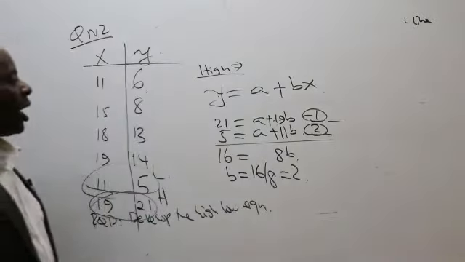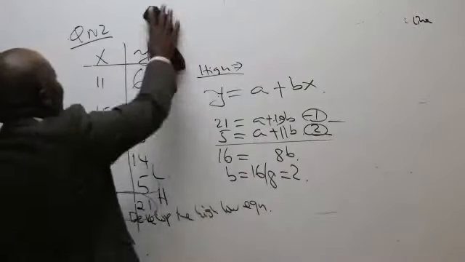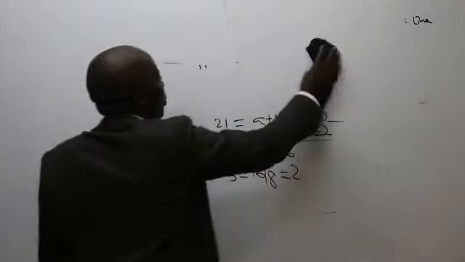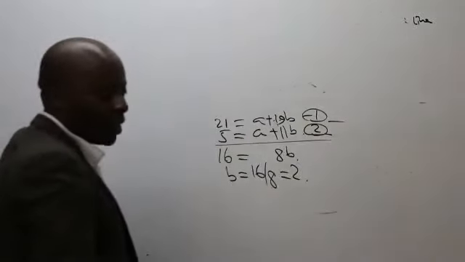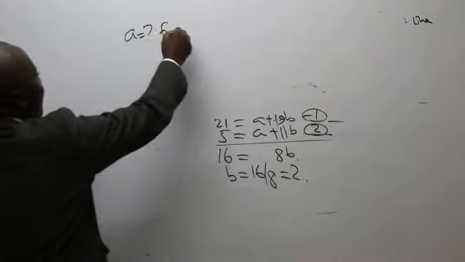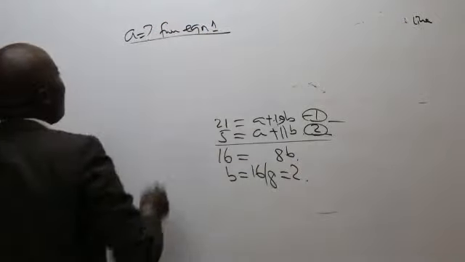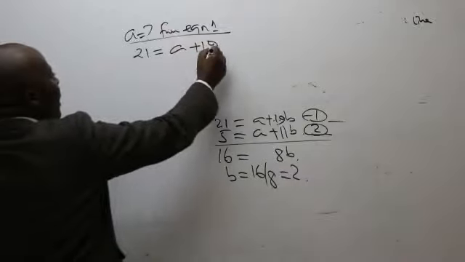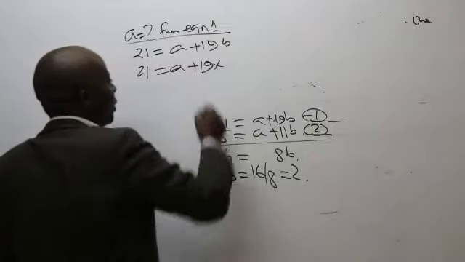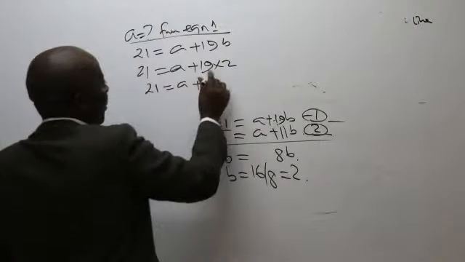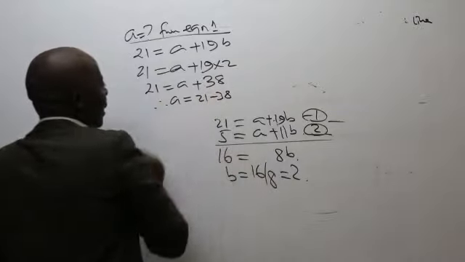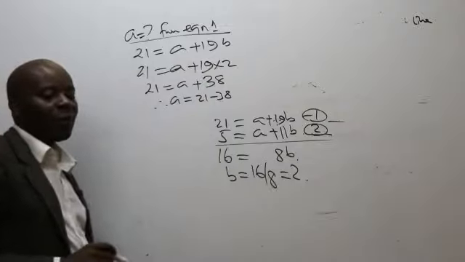After we get b, ladies and gentlemen, the next thing is for us to ascertain a. From any of the two equations, from equation number 1, we have 21 equals a plus 19b. So 21 equals a plus 19 times 2, so 21 equals a plus 38. So that means a will be equal to 21 minus 38. What will a be equal to, somebody?